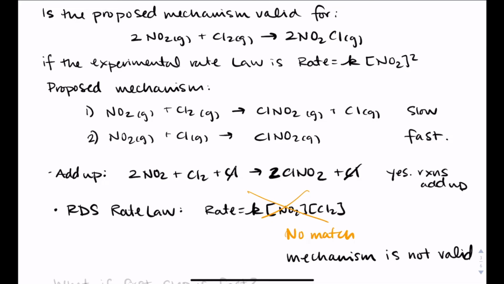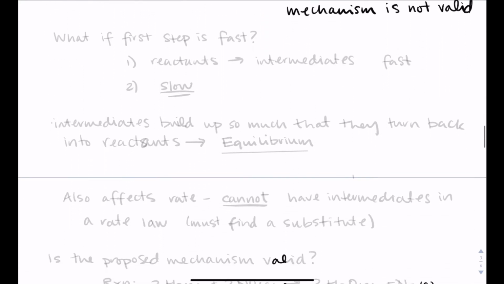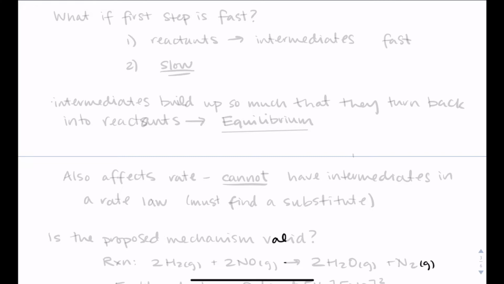Okay, they're not all going to be this short, but let's do another example and let's switch this one up a little bit. So what if the first step is fast? So you have the reactants forming intermediates really, really quickly, and then the second step is slow.